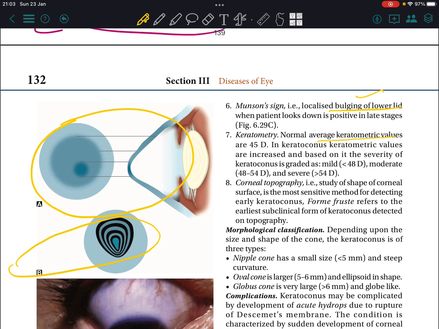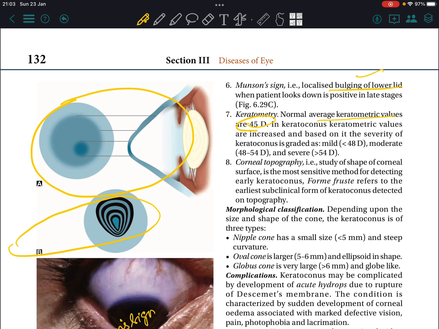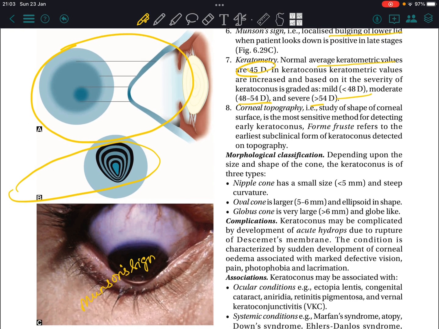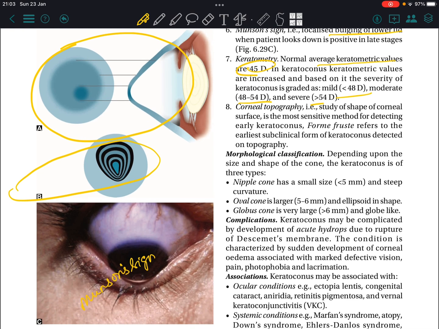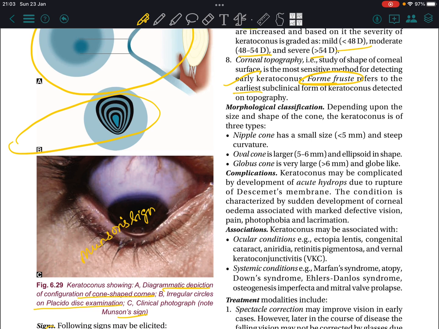Normal average keratometric values are 45D. In keratoconus: mild less than 48D, moderate 48 to 55D, severe greater than 55D. Corneal topography, that is the study of the shape of the cornea surface, is the most sensitive method for detecting early keratoconus. Forme fruste refers to an early subclinical form of keratoconus detected on topography.